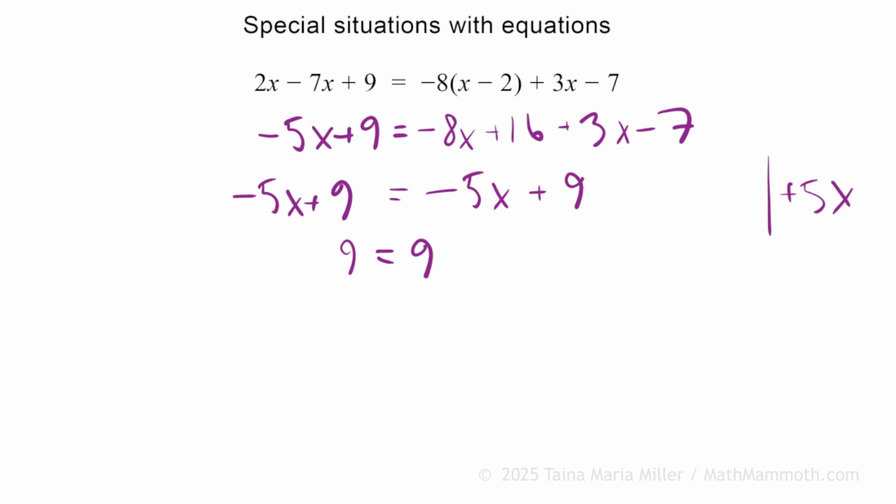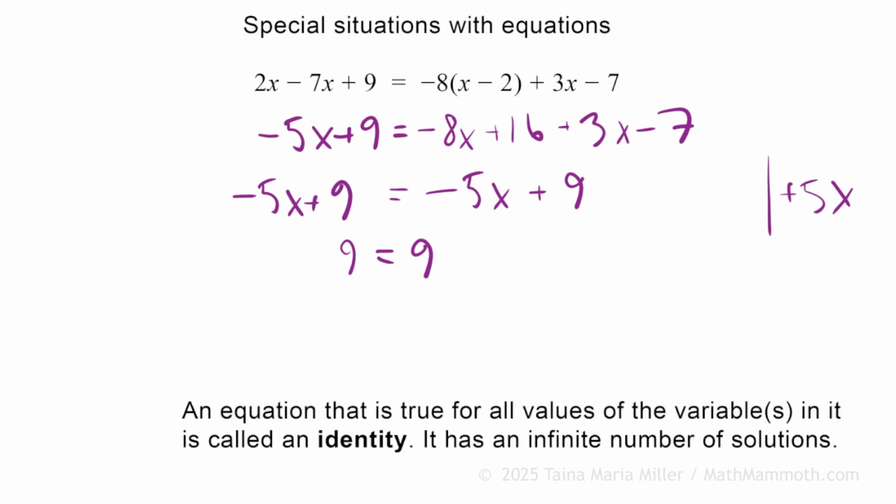These kind of equations are called identities. An equation that is true for all values of the variables in it is called an identity, and it has an infinite number of solutions. Any value of x is a solution.